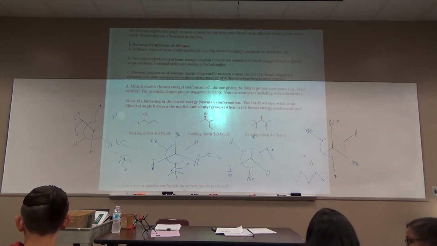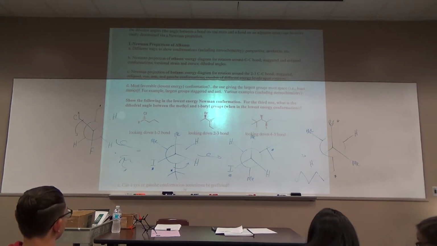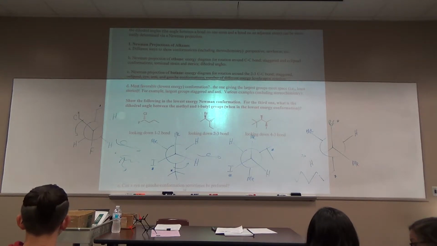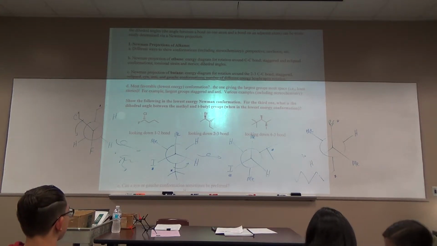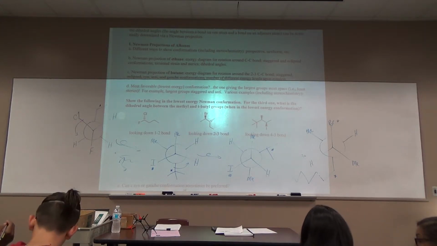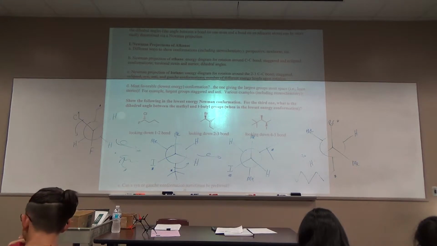What's a dihedral? Two different planes. Yeah. I missed the dihedral part. Okay, so which methyl are we talking about? The methyl of the front carbon and the T-butyl of the second carbon. That's correct.